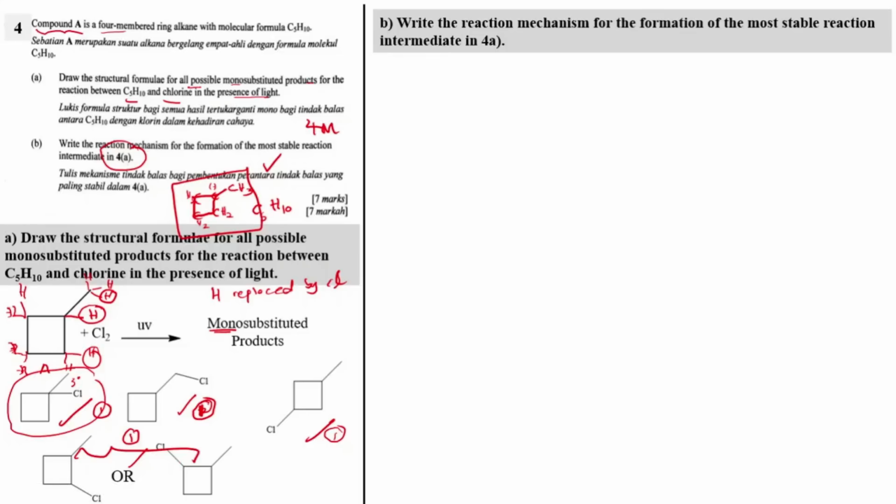So this one is tertiary. Okay, so we know that it is the most stable. So for here, we need to write the reaction mechanism, and as what you know, the reaction mechanism for the free radical substitution of an alkane will have 3 steps. So step 1 initiation, step 2 propagation, and step 3 termination.